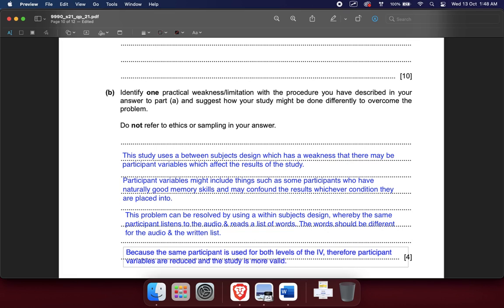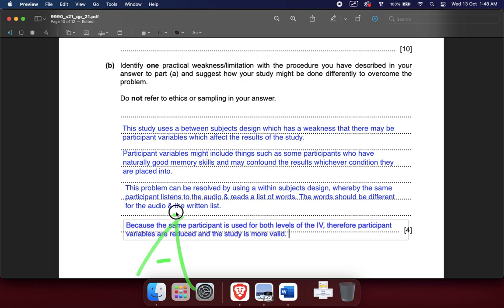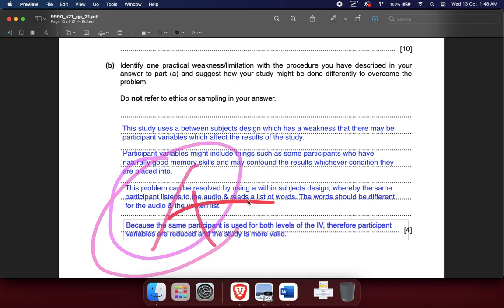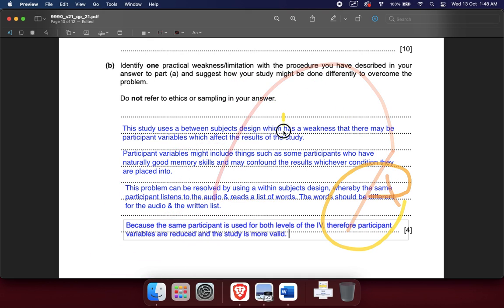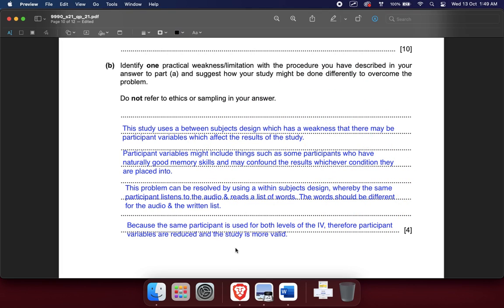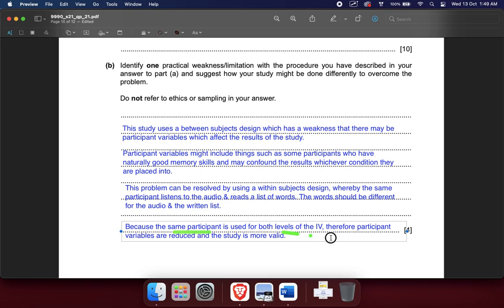Right? So when you use the same person in condition A and then the same person in condition B, it reduces participant variables because you have less people. That's number one, right? If I recruit two different people, X and Y, I get twice as much participant variables. But if I only have one individual A, and then this guy A also goes into the second condition, I only have one participant variable in a sense. It's the same guy, right? If I had more people, there's more participant variables. So by having the same participant go for both levels, the participant variables are reduced and the study becomes more valid. Okay, so that's one way you can answer.